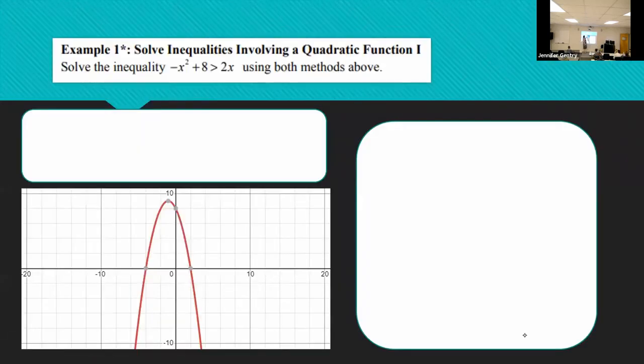Y'all good? Involving a quadratic function, we've got minus x squared plus 8 is greater than 2x, okay? So the first way we're gonna do it is we're gonna graph it. So I graphed it here.